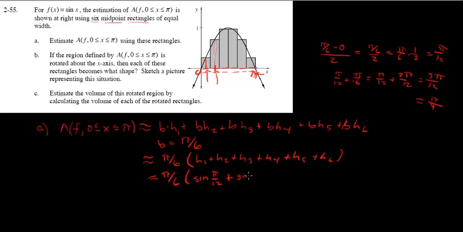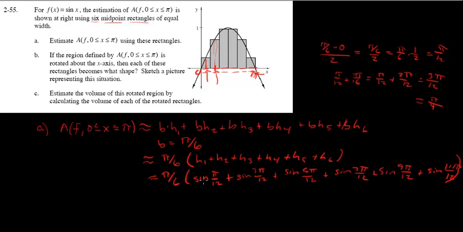So sine 3 pi over 12 plus sine, adding pi over 6 again, 5 pi over 12, plus sine 7 pi over 12. So that's h1, h2, h3, h4. h5 is sine 9 pi over 12, and h6 is sine 11 pi over 12. So we add these all up.